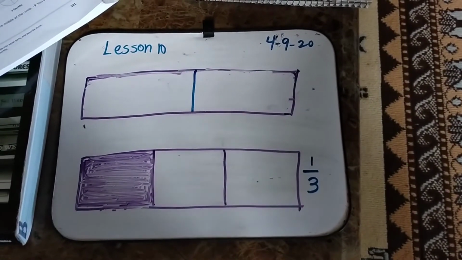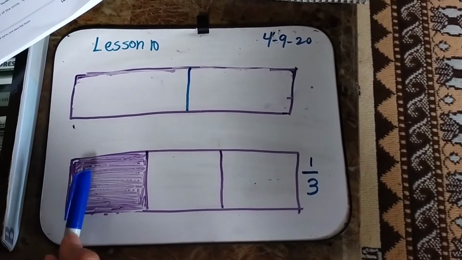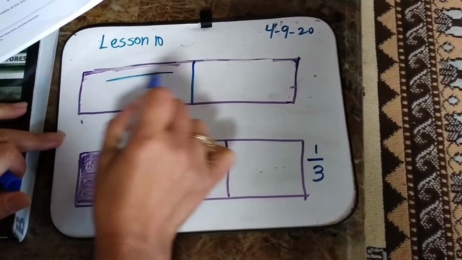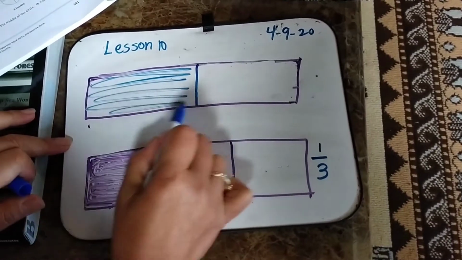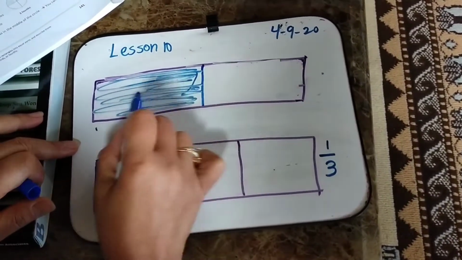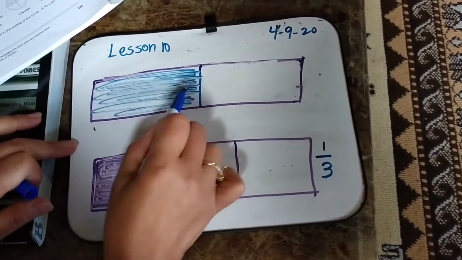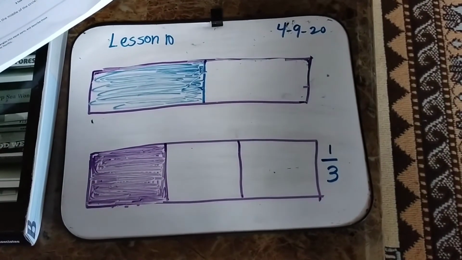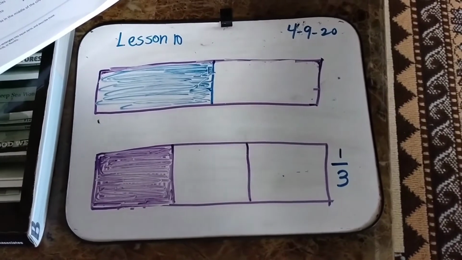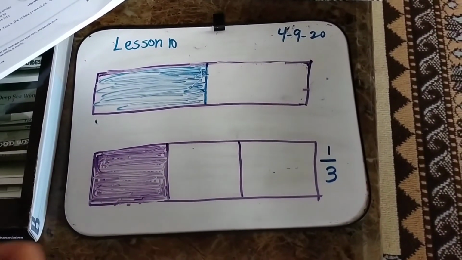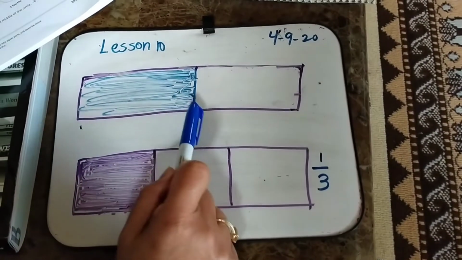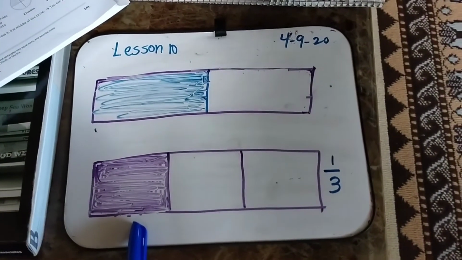Now, which part is larger? Think about it. If I'm going to shade one part right here, okay, I know it's kind of sloppy. My question is, which part is larger? You're right. 1/2 is larger than this part right here.